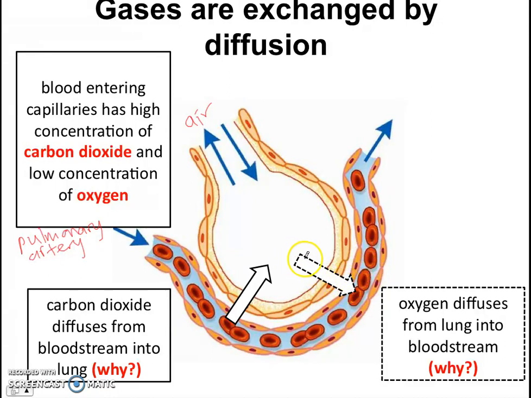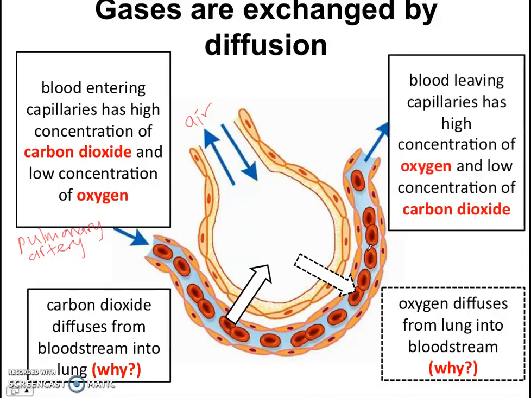So after the oxygen diffuses into the capillaries, the blood leaving the capillaries has a high concentration of oxygen and a low concentration of carbon dioxide. And now we are ready to go back to the heart. So this blood that leaves the capillaries, which is high in oxygen, will join back together, all the capillaries, to form the pulmonary vein, and the blood will be brought back to the heart.